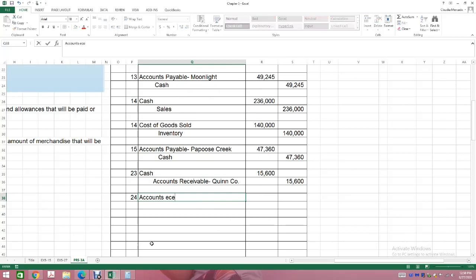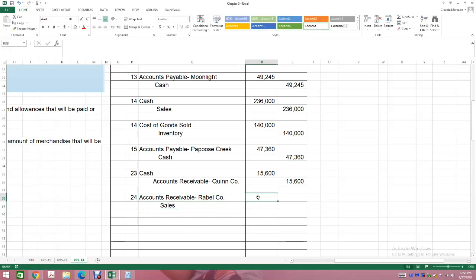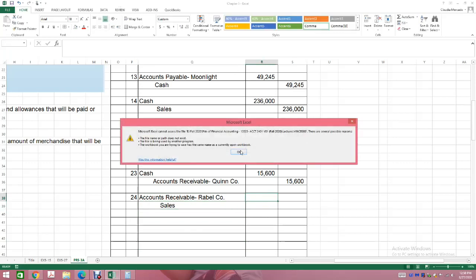When you're going to get paid later, we're going to set up accounts receivable. This keeps track of everything that is owed to me. Accounts receivable. We need to collect this money. And the accounts receivable is from Rabble Company. And then, what did we do? Well, we sold some goods. So we're going to have sales. Now we need to figure out the dollar amount.